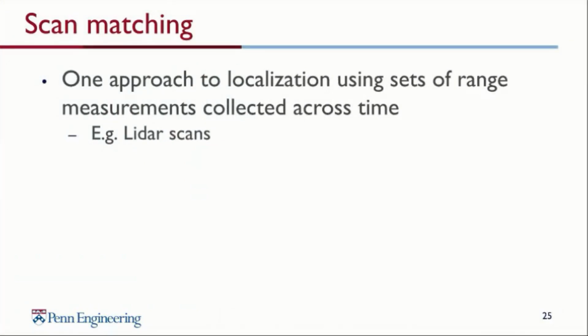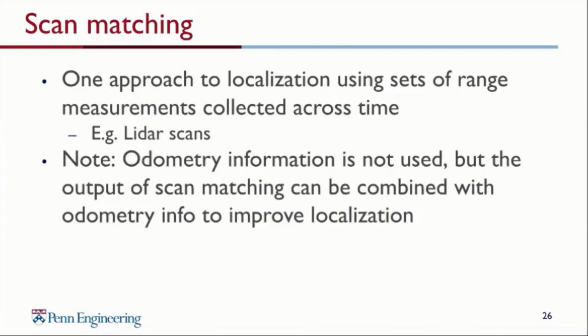Scan matching is one particular form of localization. Compared to other methods of localization, scan matching attempts to localize using a set of range measurements collected across time. For the F110 car, this corresponds to the LiDAR information that is collected as the robot progresses. One thing to note in this particular version of scan matching, we don't utilize the odometry information. However, in other versions, the output of scan matching can be combined with odometry information in order to improve localization.